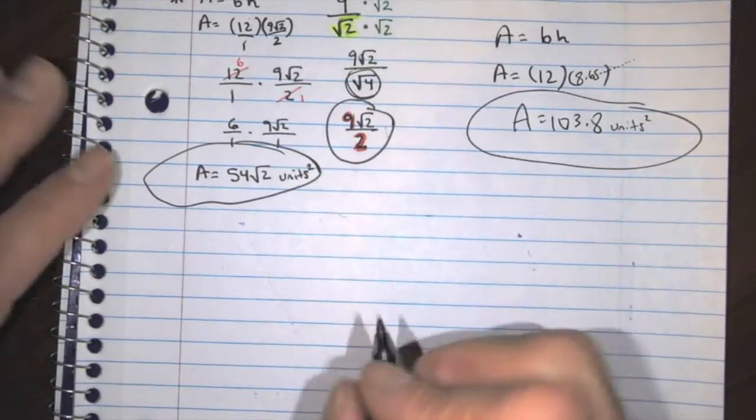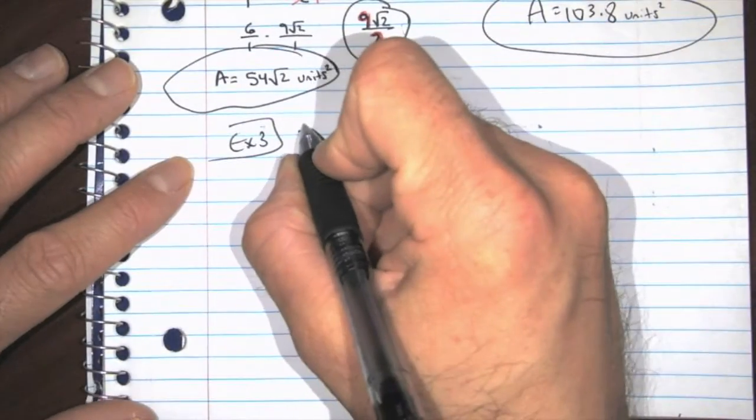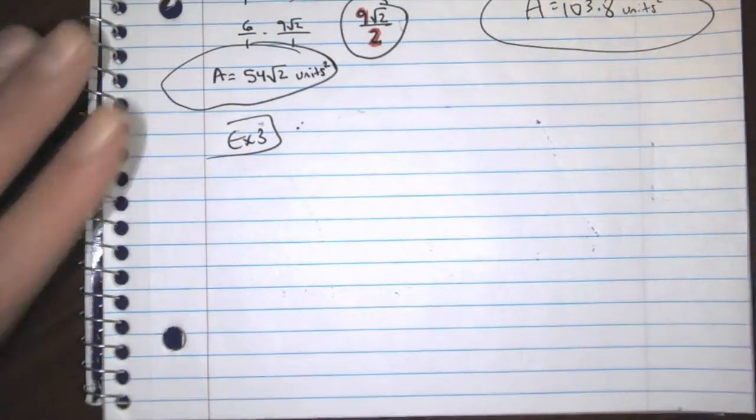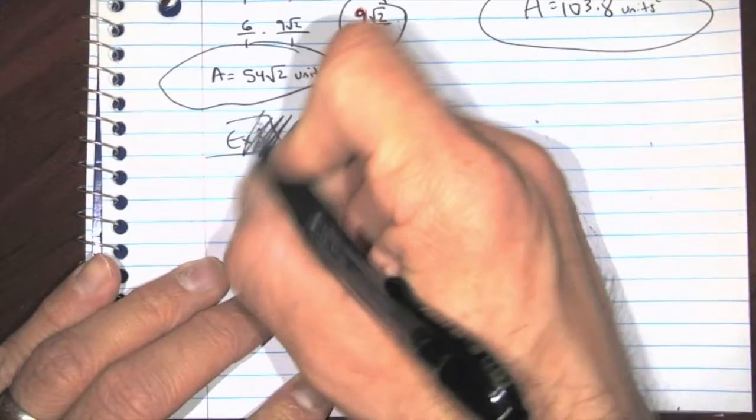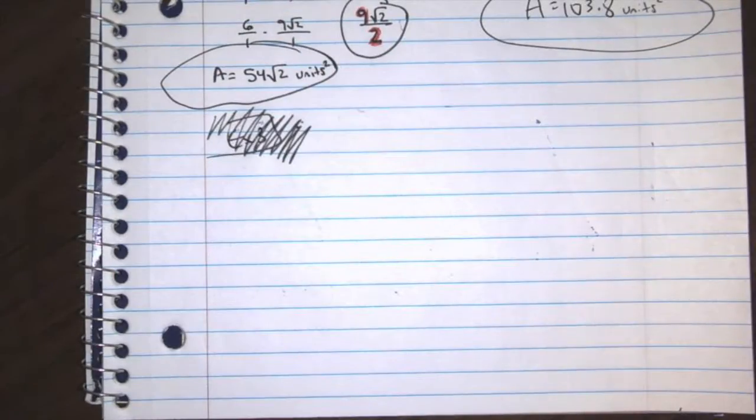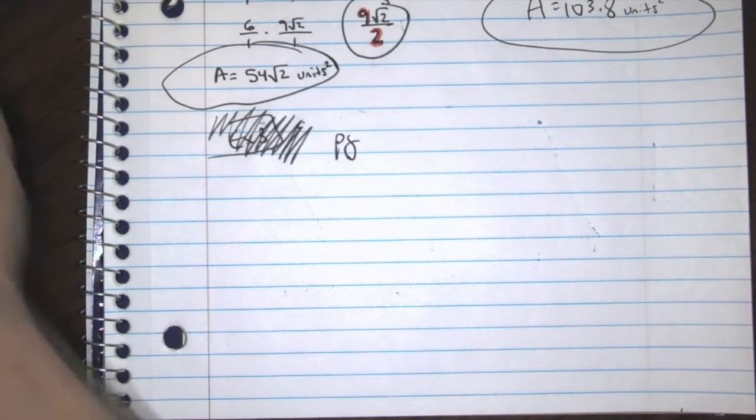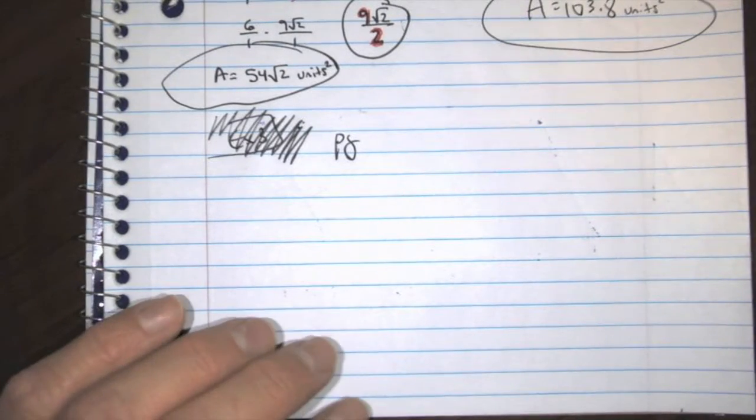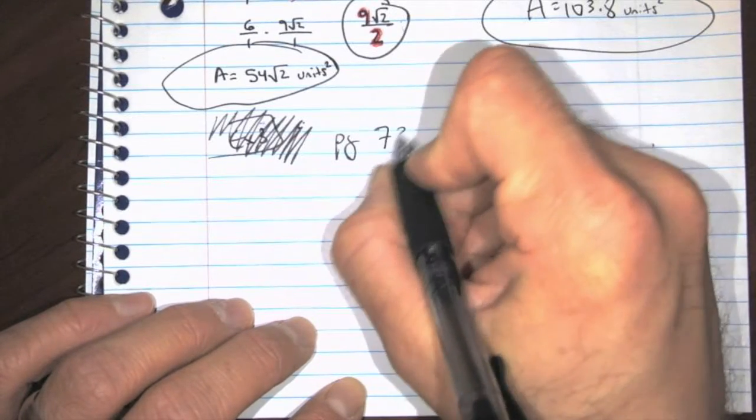Last question. Example 3. Let's make it a word problem, shall we? Actually, you know what? No, I'm going to be nice to you guys. You guys have been awesome lately. Here's the homework. Didn't expect that, did you?